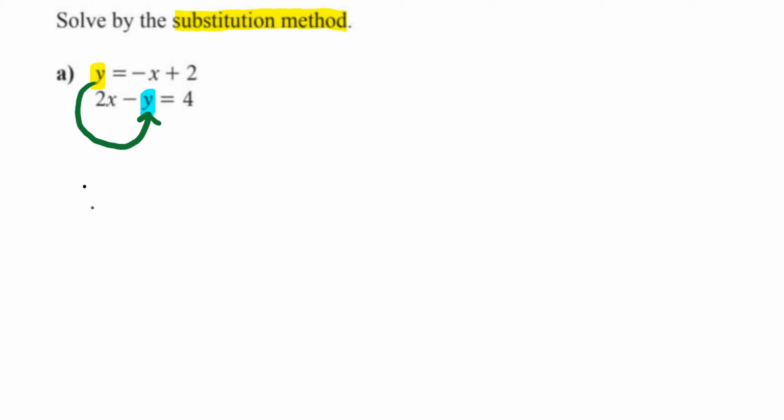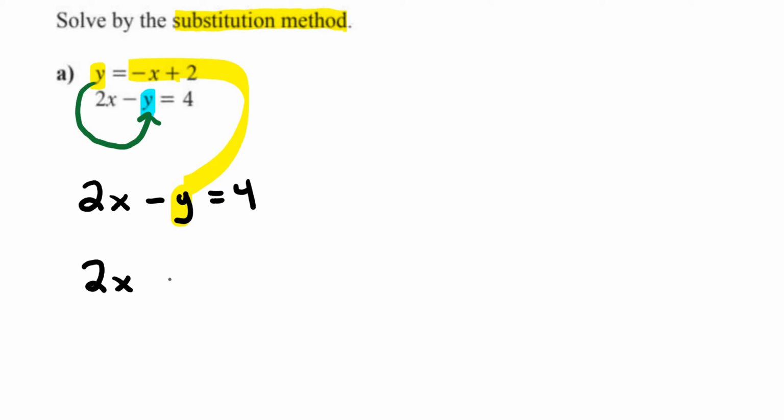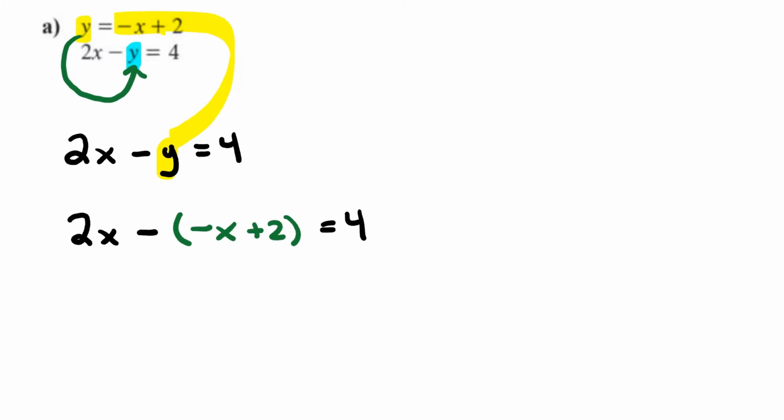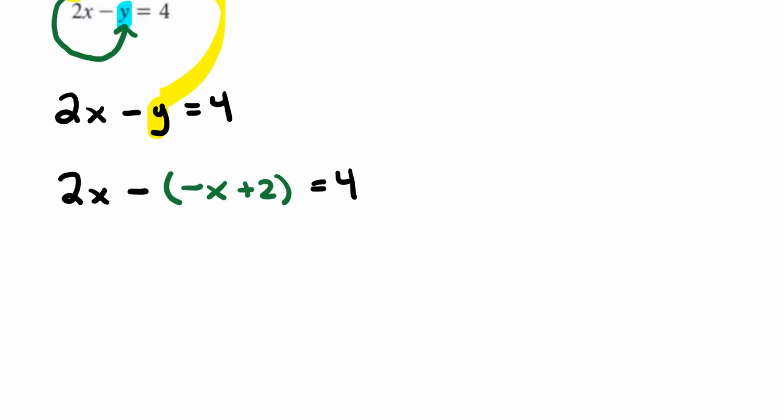If I rewrite the second equation, I get 2x minus y equals 4. And this y is equal to all that. So if I now make the substitution step, I would write 2x minus, and using a different color here, instead of writing y, I'm going to write negative x plus 2. And that's going to equal 4. Then from there, you would just solve for the x variable.